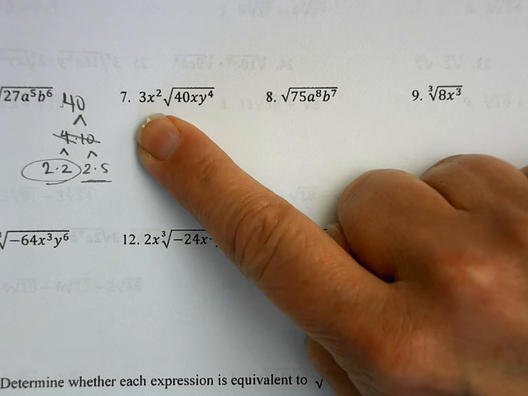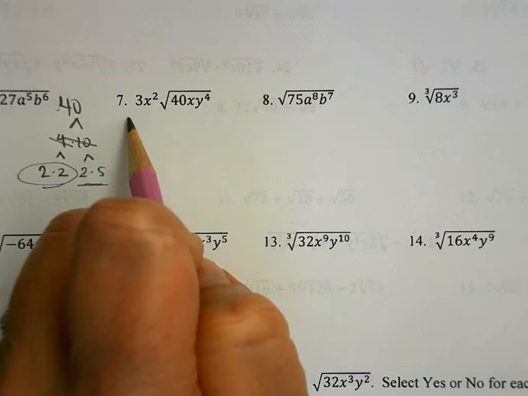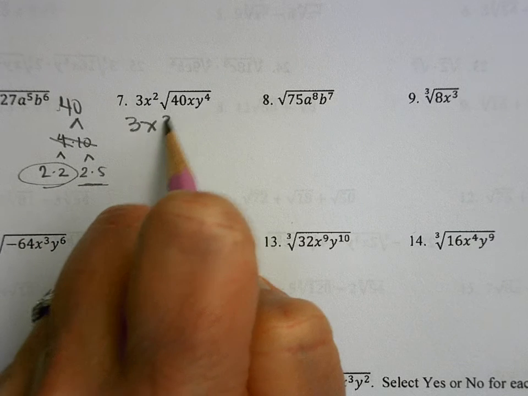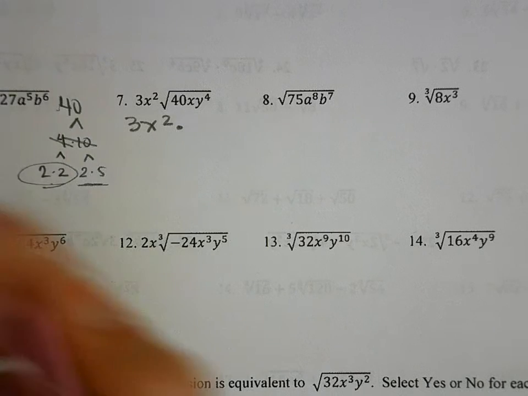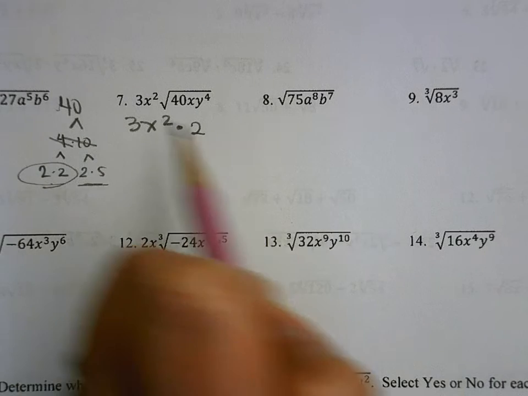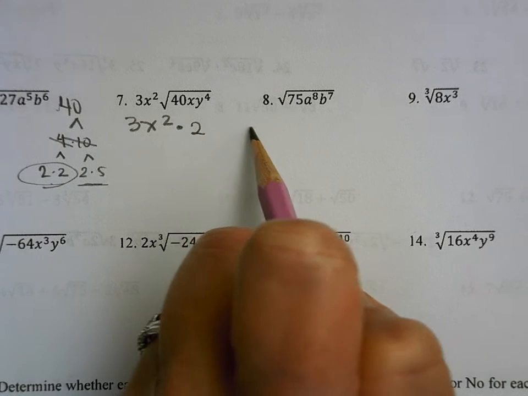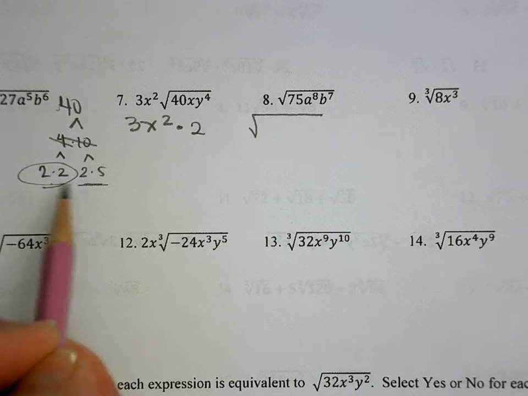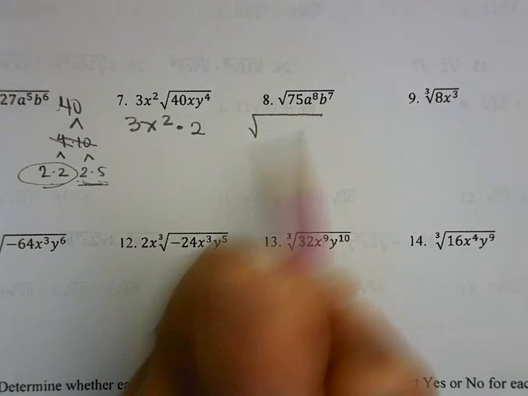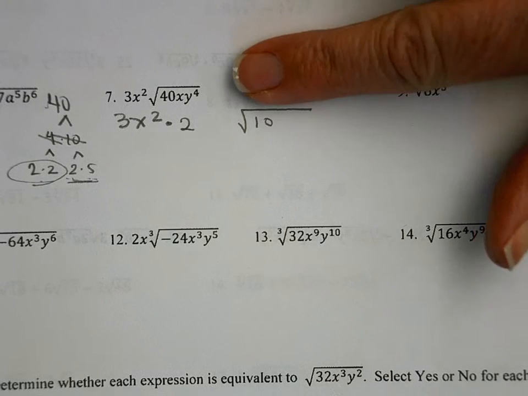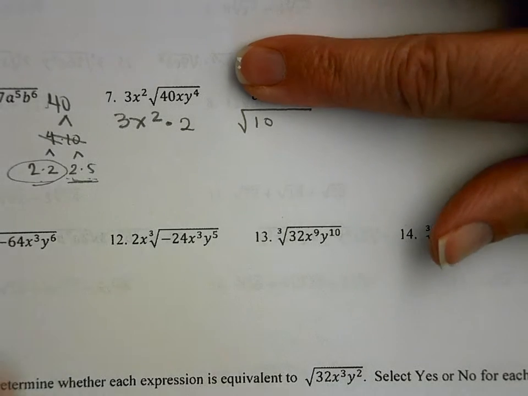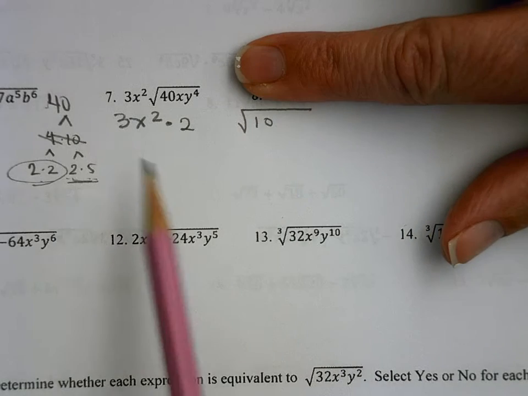I already have the 3x squared, so I'm going to put that in front first, and then I'm going to pull out that pair of 2s from the 40, and leave a little space here because I have more to go in. Then 2 times 5 is remaining, so that goes under the radical. Okay, so again, I'm working on number 7. I know I'm moving on into 8 space, but that's okay.